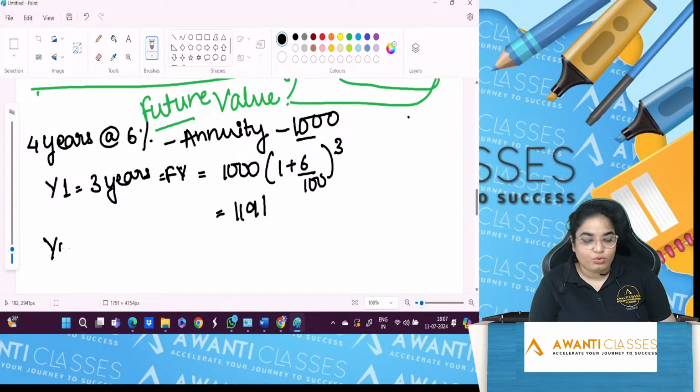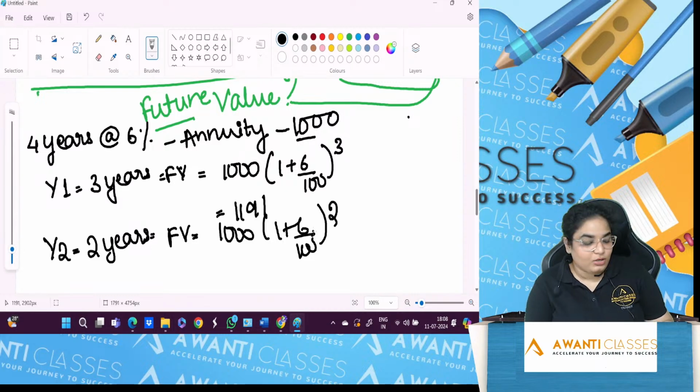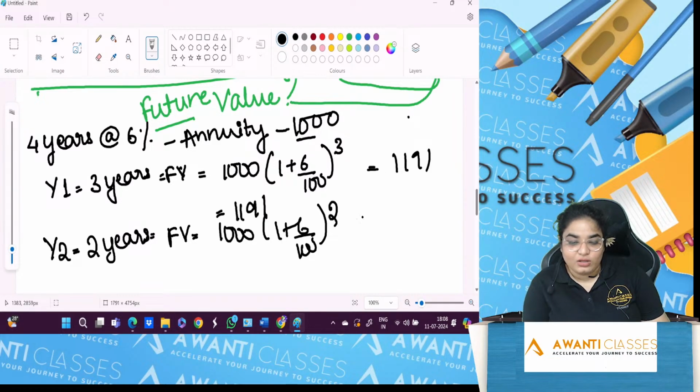Similarly, year 2 ending, whatever he has paid, how long will that stay with the bank? It will stay for 2 years. So similarly, future value will be 1000 into 1 plus 6 by 100 to the power of 2. Year 2, it has stayed with the bank for 2 years. So 1.06 squared, equal to. Sorry, this was 1191. This is 1124.